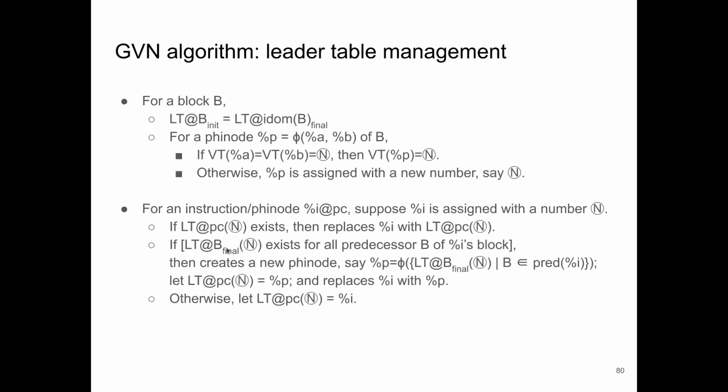So if the leader value exists for all predecessors, then we are going to create a new phinode. For example, the P0 in the previous example, and we are going to say the leader value will be the newly created phinode. And as a result, we can simply replace I with P, because P is before I obviously, and P is already numbered with the same number. So we can safely replace I with P in this case.